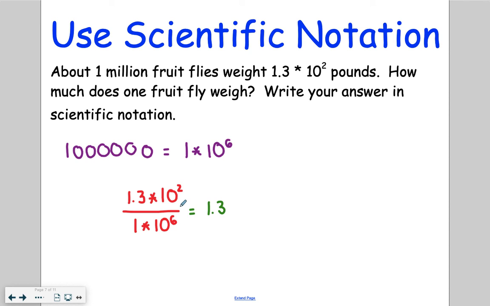And then we're going to use our exponent rules from the first part of this chapter, and we're going to say when we divide, we subtract. So I'm going to end up with 10, and then 2 minus 6 gives me negative 4. So I've got 1.3 times 10 to the negative 4 pounds for one fruit fly. So we were able to do the division with the numbers and then subtract the exponents. If you were multiplying, you would multiply the front values and then add the exponents.